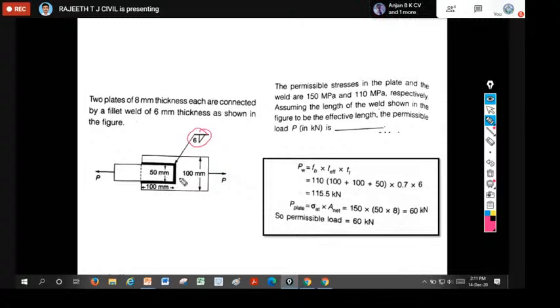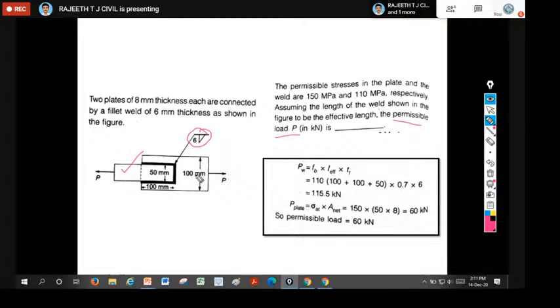So first I should check: what is the permissible load? It is nothing but the least load that we can apply on this plate. The least load I should calculate with respect to the plate first. So I should assume that the plate will fail like that. Then I should calculate the strength of the plate, only the 50 mm plate, I should check for that.